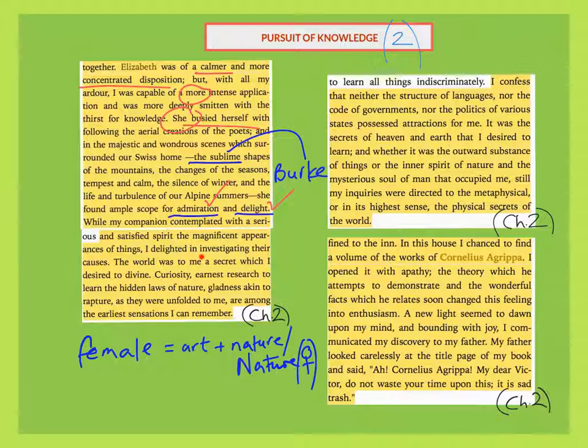I delighted in investigating their causes. Okay, so there's your sort of scientific approach. The world to me was a secret. Keep an eye on this hidden language, or the language of the hidden, which I desired to divine, to get to the bottom of, to the truth of. But I think with a clever little echo of divinity there, in terms of that deification.